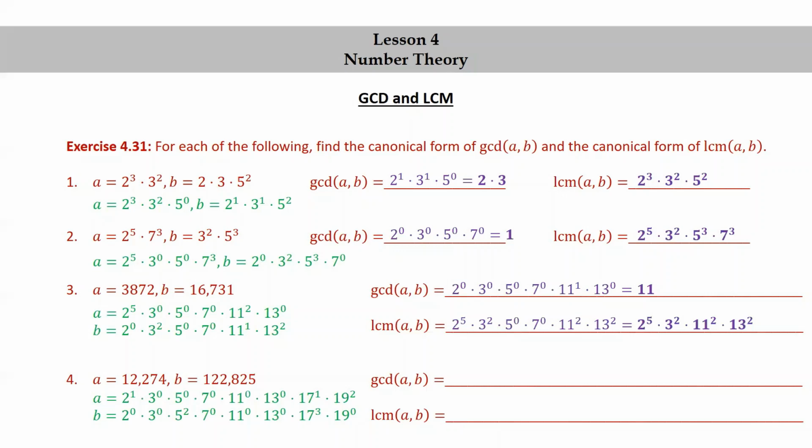Again, for the GCD, we take the lowest power of each prime, which simplifies to 17. And for the LCM, we take the highest power of each prime, which simplifies to 2 times 5 squared times 17 cubed times 19 squared.